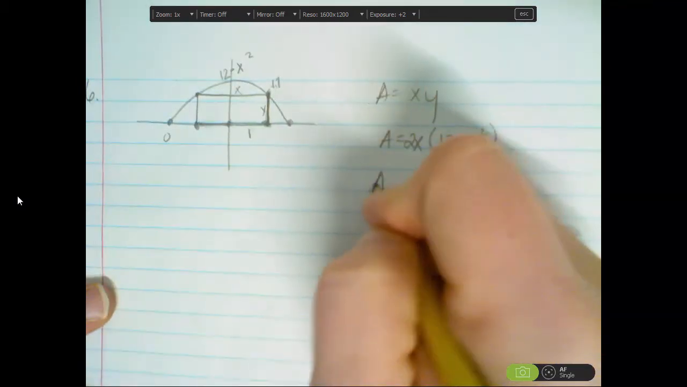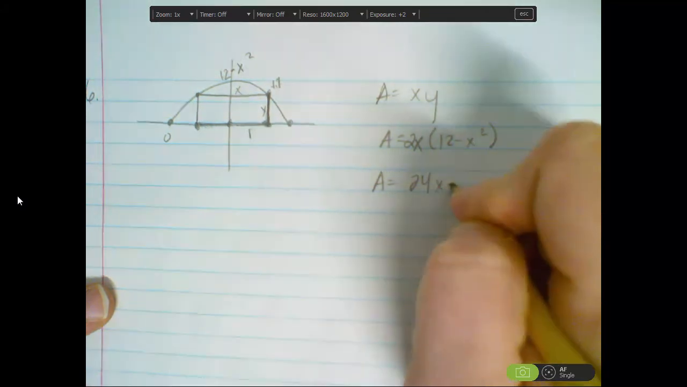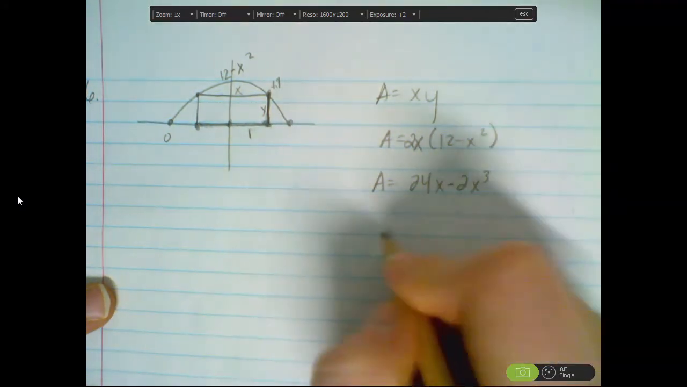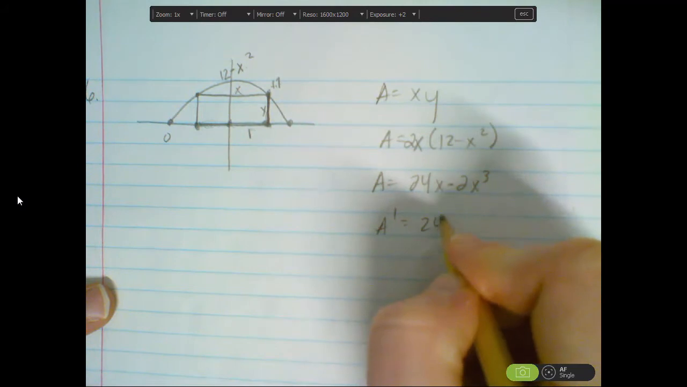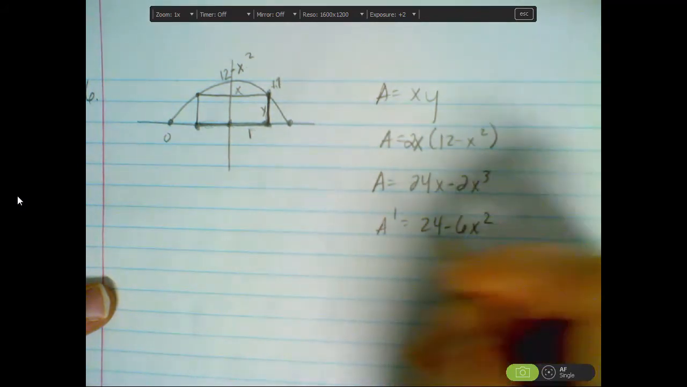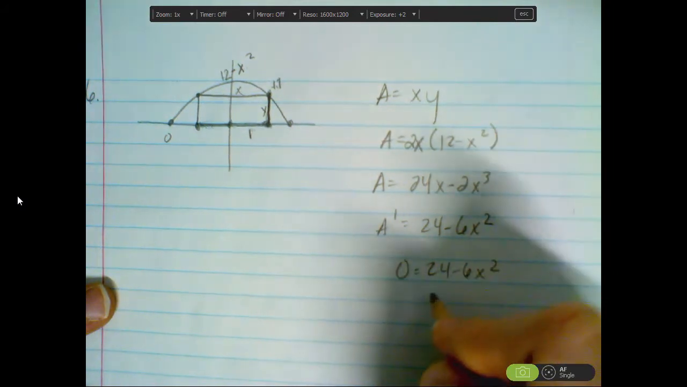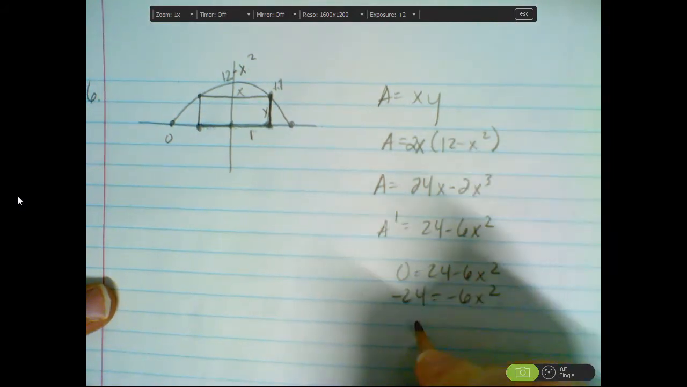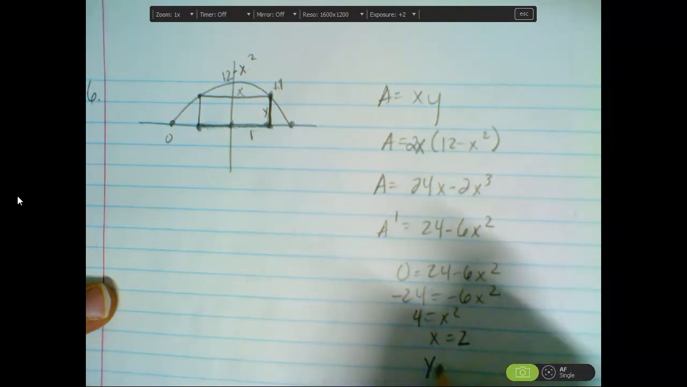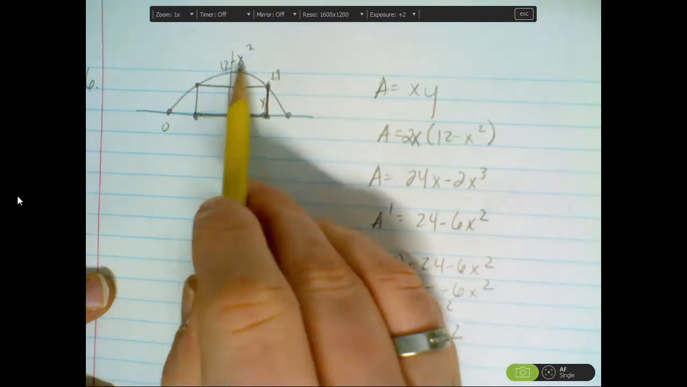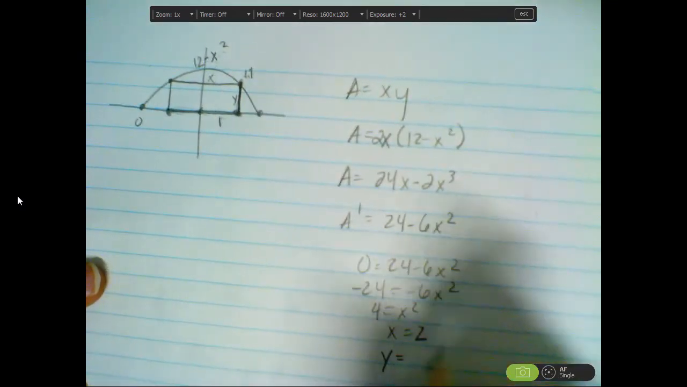So let's distribute this and take the derivative. Set it equal to 0. Subtract 24 from both sides. Divide by -6. X equals 2. And y equals 8.